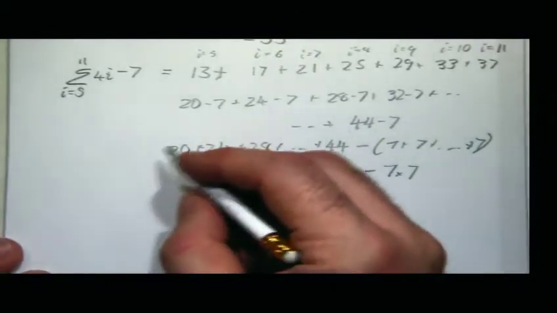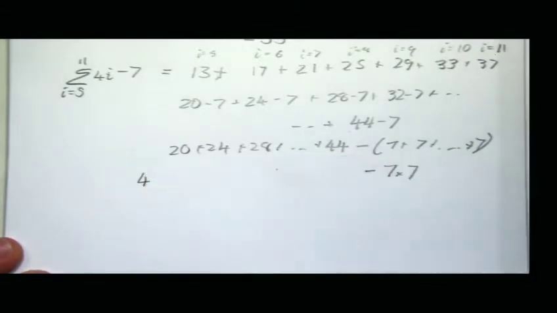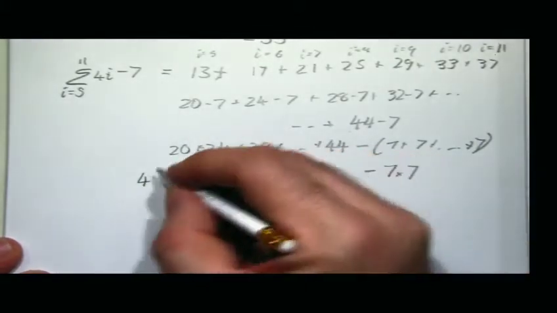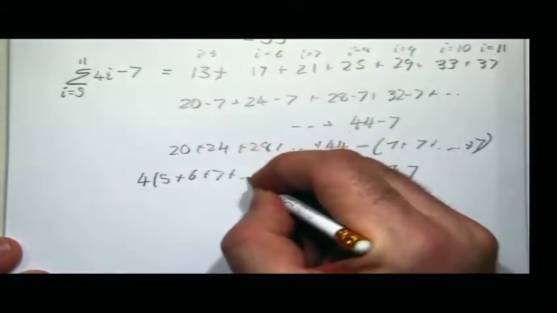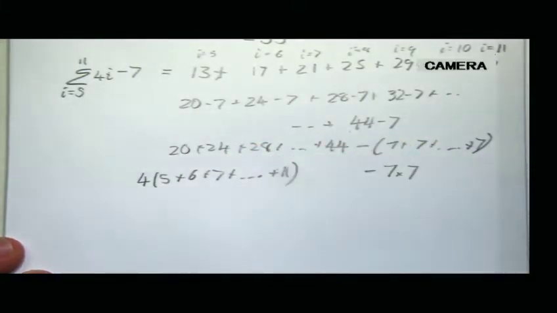Now these other numbers, I can take a factor of 4 out of them. They're all divisible by 4, so I can write this as 4 times 5 plus 6 plus 7 up to 11. All right, getting there.